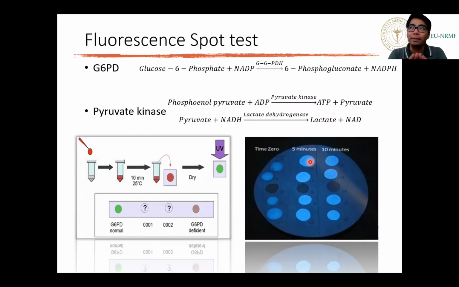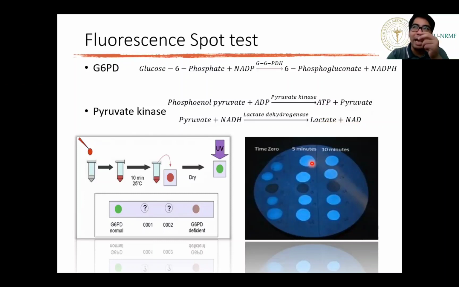Now, how about for pyruvate kinase? The same thing, you put the drop of blood on this paper. You will run the positive and negative control along with the test. Then, sa reagent, hindi G6-phosphate ang nakalagay. Ang nakalagay, phosphoenol pyruvate. You will drop phosphoenol pyruvate reagent on the blood drop. And then, if there is pyruvate kinase in the patient's blood, the reaction will happen. Yung phosphoenol pyruvate, magiging pyruvate. Yung pyruvate, dahil may lactate dehydrogenase din yung blood, magpo-form naman ng lactate tsaka NAD. Yung NAD ay hindi nagpo-fluoresce. So the lactate and the NAD will be the endpoint of the reaction.